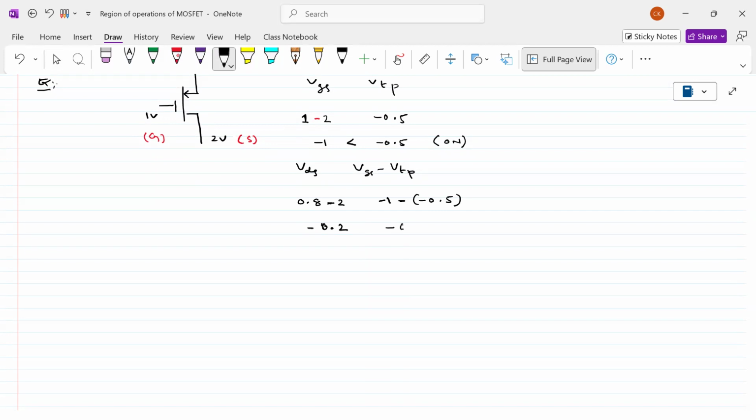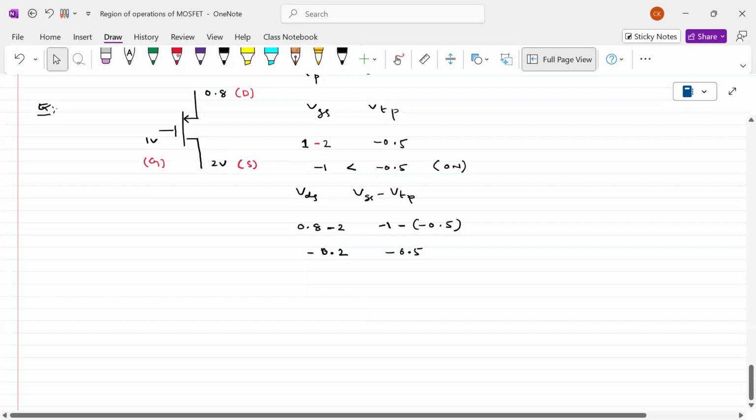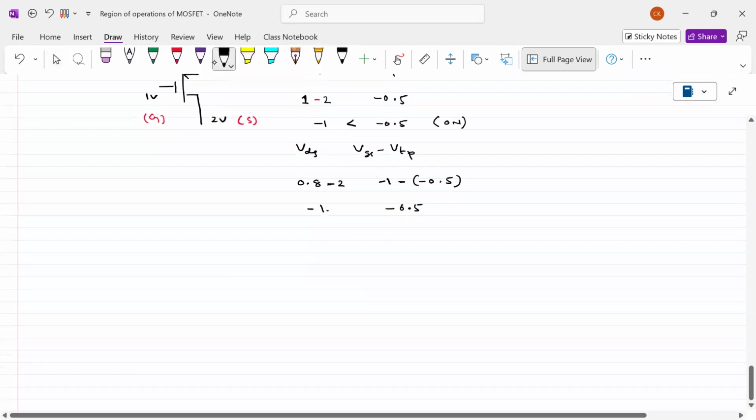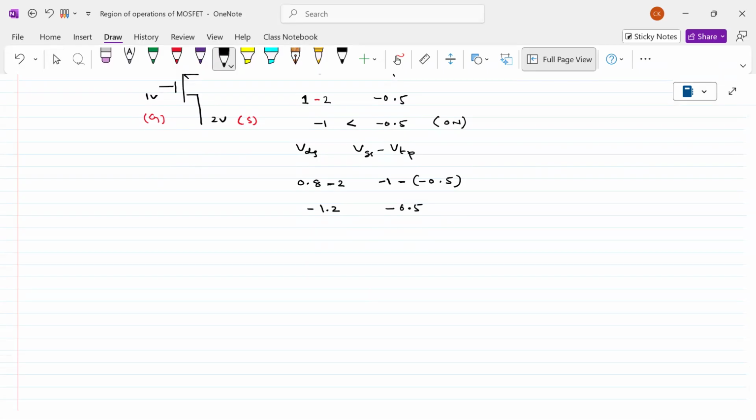Minus 1.2. Which one is less? Which one is greater? What is the region of operation? This is saturation. Very good. It is in saturation, since VDS less than VGS minus VTP means saturation.